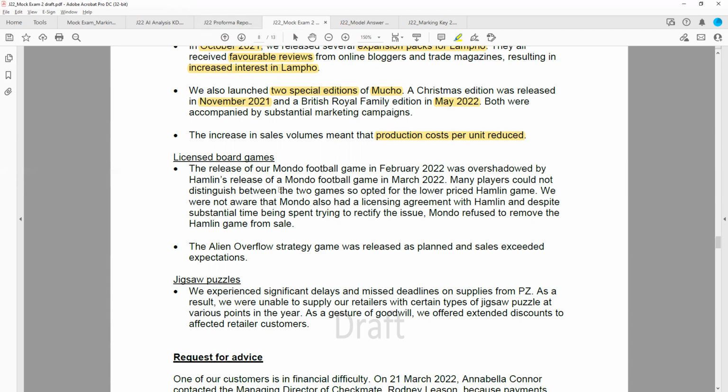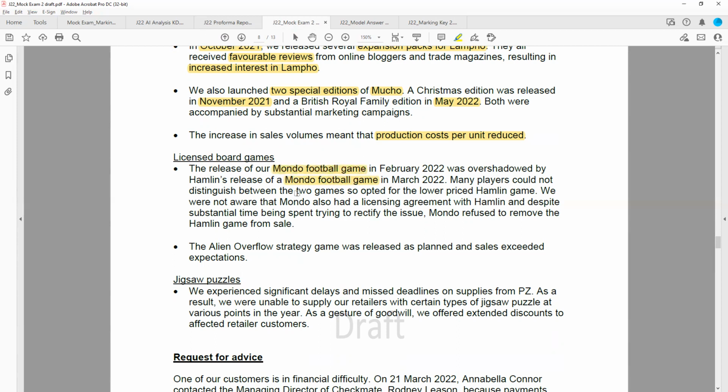So LBG, the release of Armando football game in February 22 was overshadowed by Hamlin's release of Armando football game in March 22. So of course we know from the AI that this license is non-exclusive, and we identified that as a potential risk, as a potential issue. And we do actually know that someone else has the right to produce Mondo products, and including a board game. So many players could not distinguish between the two games. So there's like a rival game, which is also a Mondo football game.